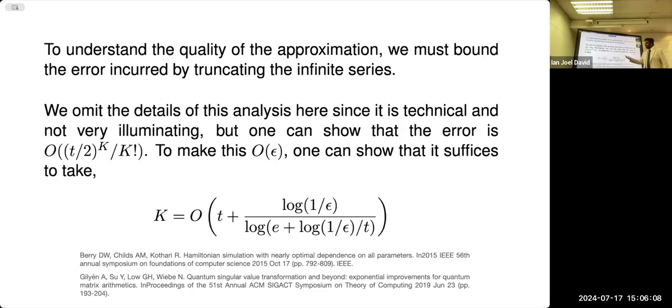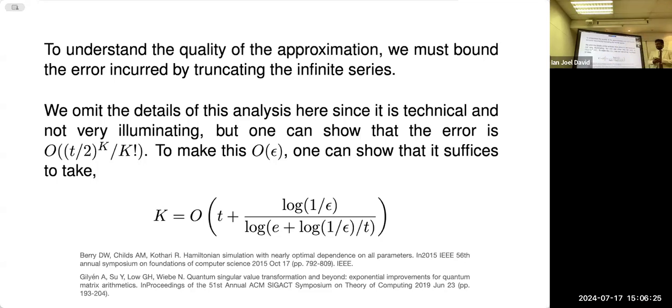As you can see here, the details are omitted because it's not illuminating. It's just the same stuff we did last week with a few more complicated expressions, right? The main idea is what is the error? The error scales as (T/2)^K over K factorial.